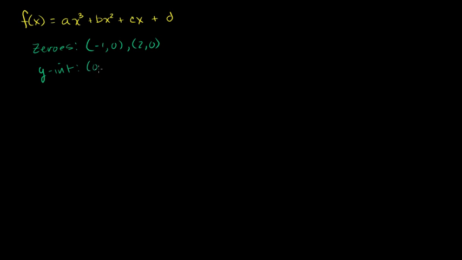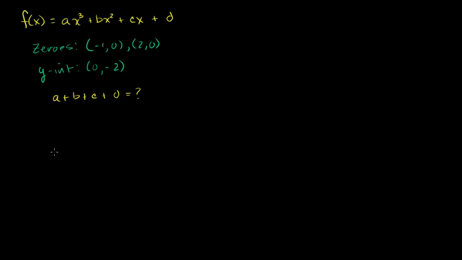They say it's a third degree polynomial of the form ax to the third plus bx squared plus cx plus d. And they tell us a couple of the zeros of this polynomial. They say that we have zeros at the point -1, 0, and the point 2, 0. And they tell us that we have a y-intercept at the point 0, -2. And what they ask us is, what is a plus b plus c plus d?